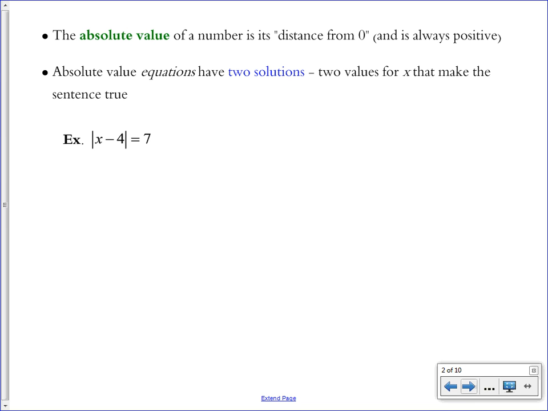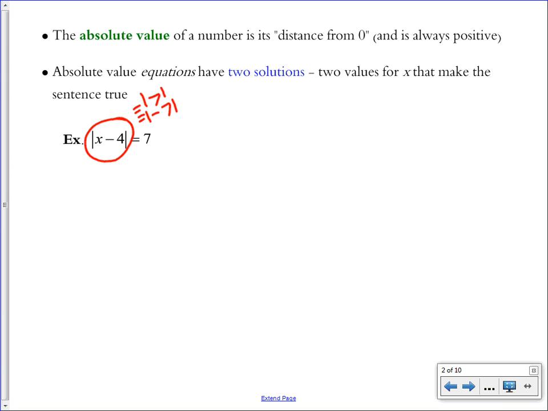There are two values for x that are going to make the sentence true. So in this example here, we have x minus 4 inside of the absolute value symbols equals 7. This does not mean that you make that x plus 4. It's a very common mistake that I see. You don't just change everything inside the symbols to a positive. What it means is that when you plug in a number for x and then subtract 4 from it, you would take the absolute value of that and have it come out to 7. So basically what we're saying here is that this whole expression inside could either equal 7 or it could equal negative 7.